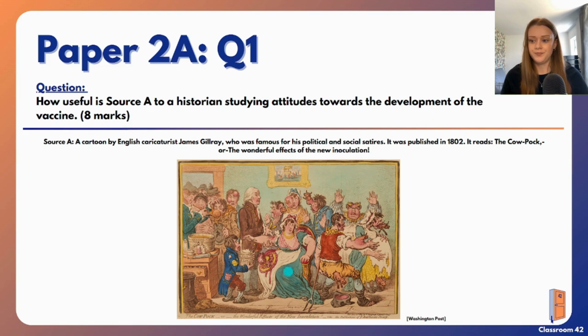So we can see here that is our topic, attitudes towards the development of the vaccine, and that's 8 marks. Here is our source, so feel free to pause the video if you want to have a closer look, but I'll give you a run through of what the source is. It is a cartoon by an English caricaturist, James Gillray, who is famous for his political and social satires. It was published in 1802, and at the bottom it reads 'The Cowpox, or the Wonderful Effects of the New Inoculation'. And if you can see here, it shows people getting the inoculation and growing cows out of their noses and their mouths and things like that. So it's quite a satirical sort of cartoon.